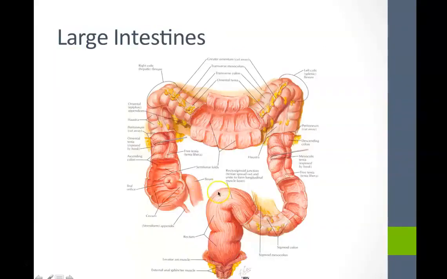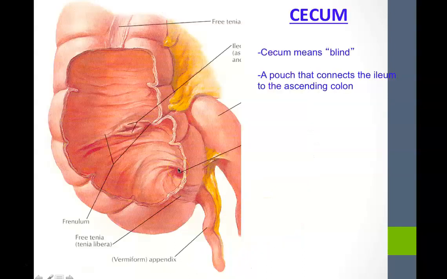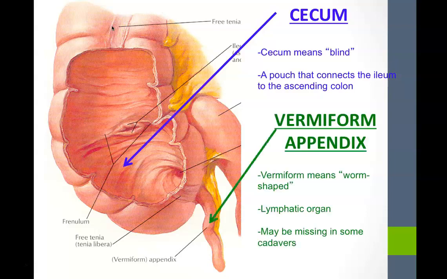So next we'll talk about the large intestines. You could see the ileum is entering the large intestines over here. We would call this the ileocecal junction, and allow contents to move into the first part of the large intestines, which is called the cecum. So the cecum means blind, because this is a blind pouch and will continue to move the contents up into the ascending colon. But you may have noticed this little tail that looks like it is hanging off of the cecum. This is called your vermiform appendix.